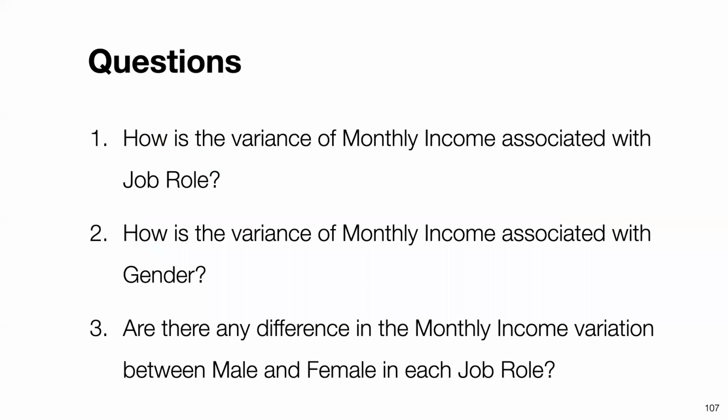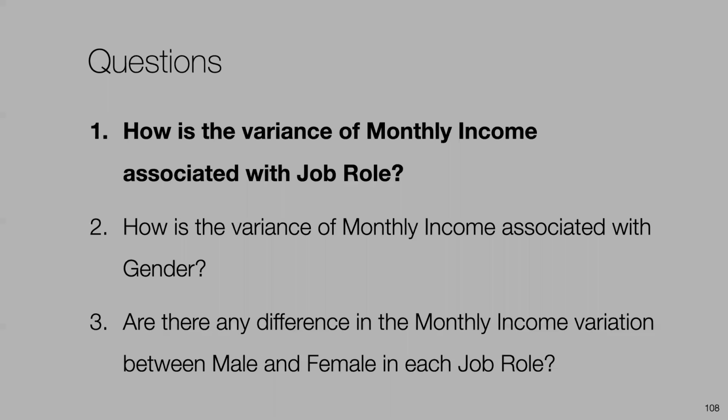So now let's use a box plot, but here are the questions. First question, how is the variance of monthly income associated with job role? When the job role changes, how does the monthly income differ? We already have some idea, right? Because sales executives and managers are getting higher income, but let's use this box plot. And also we want to see how gender plays a role, and when gender and job role play a role together.